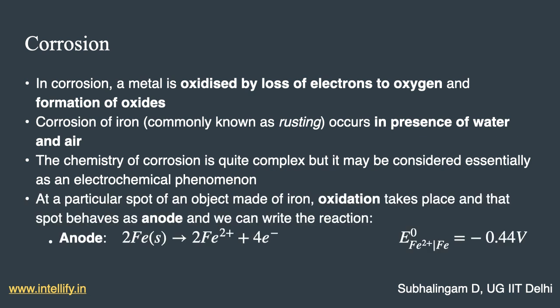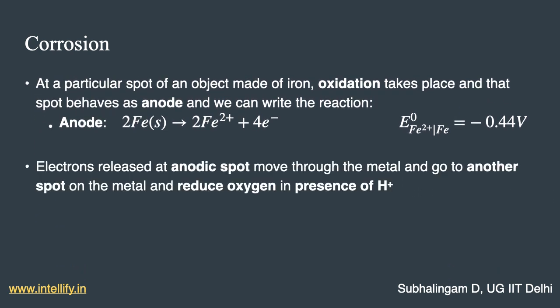At a particular spot of an object made up of iron, oxidation takes place and that spot behaves as anode, and we can write the following reaction for anode: 2Fe giving 2Fe2+ plus 4 electrons. Electrons released at anode spot move through the metal and go to another spot on the metal and reduce oxygen in presence of H+.